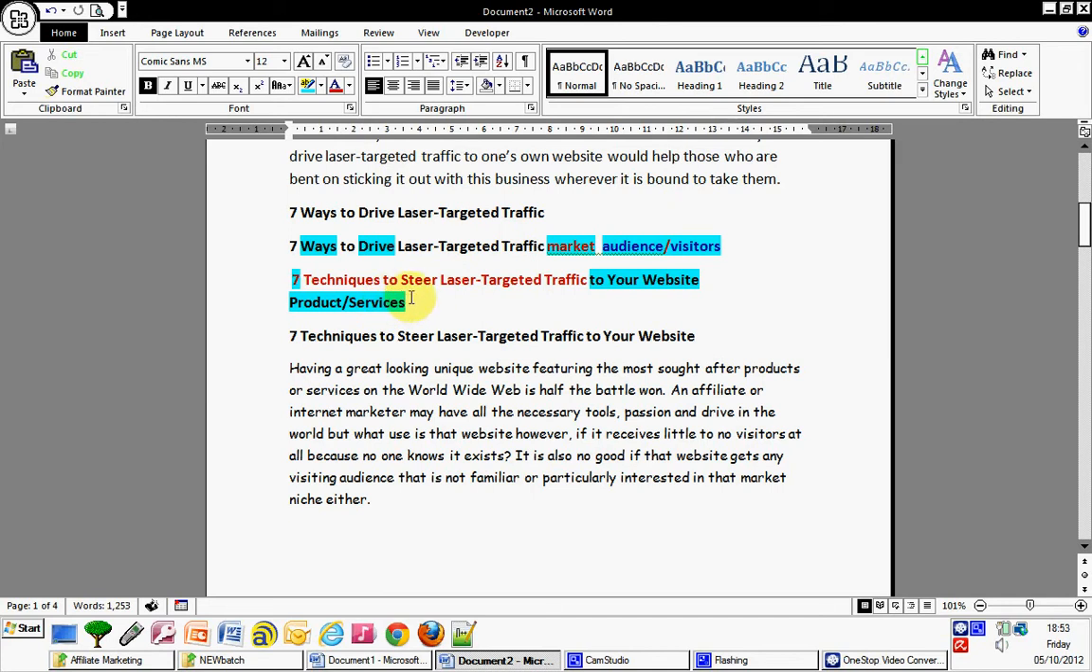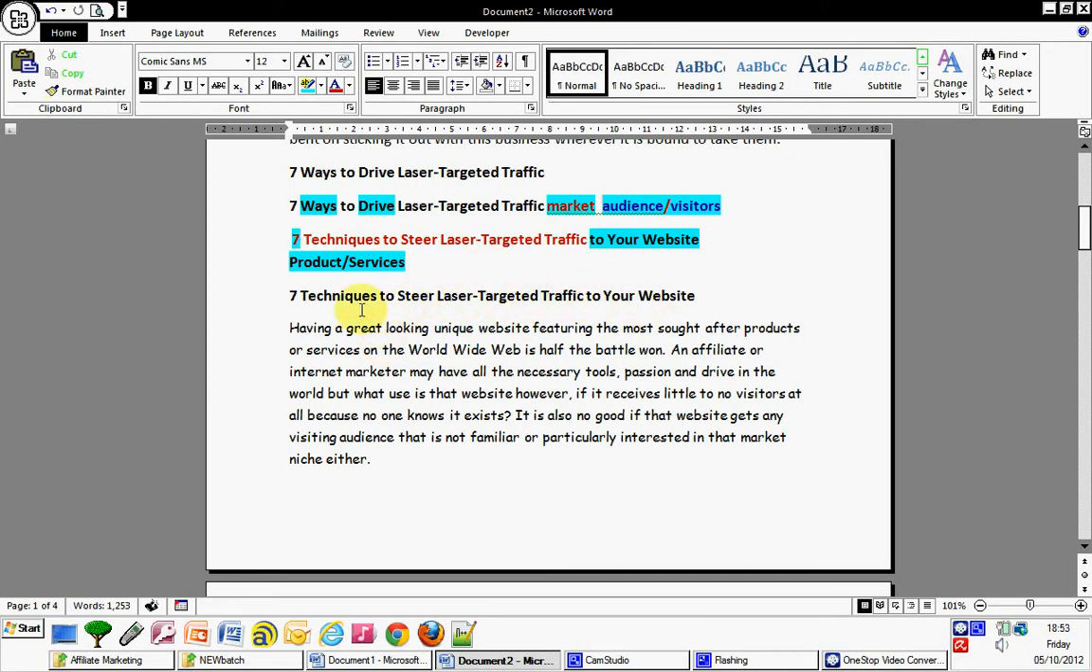So I've used the words ways, techniques, drive, steer. So okay, 7 techniques to steer laser targeted traffic, but not just leave it there, to your website. I could have had products, services, but to your website will do. So there's my heading. That's changed, that's done.